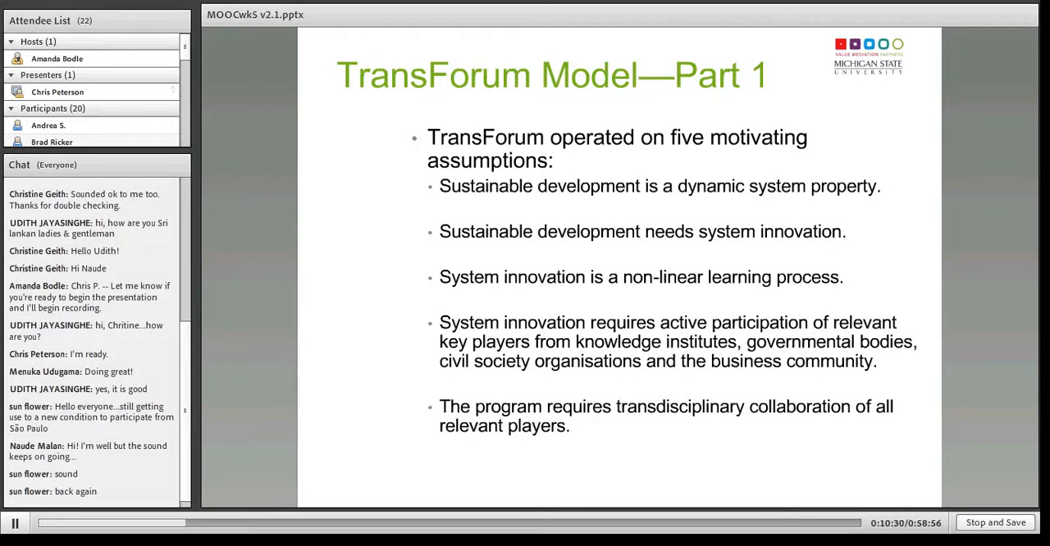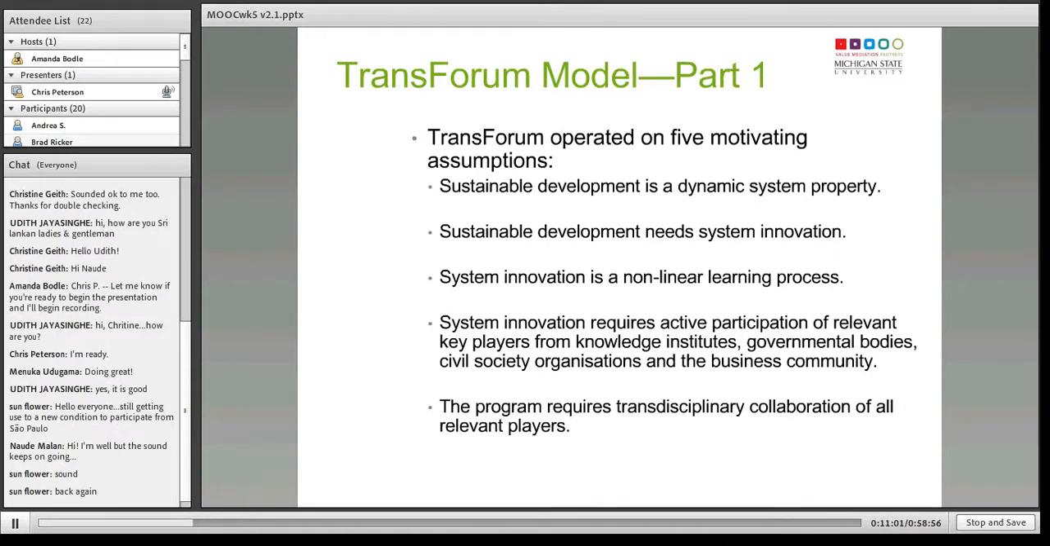And then finally, as an operating assumption, this multi-stakeholder approach implies that you have to have transdisciplinary collaboration of all of the players. Complex, messy problems do not know disciplinary bounds. All relevant skills and knowledge must be combined and extended to create the new knowledge that will evolve the system.